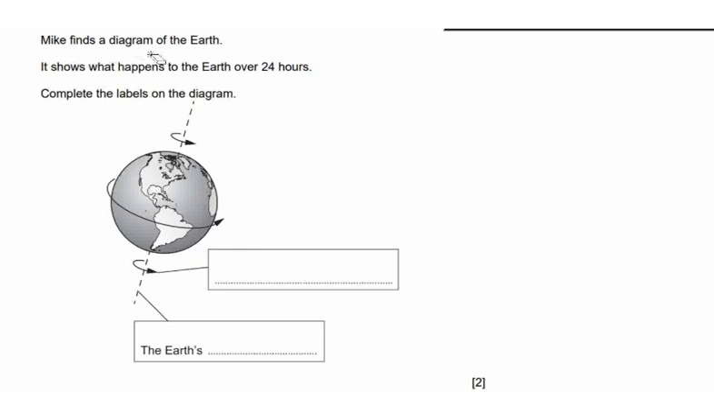Mike finds a diagram of the Earth. It shows what happens to the Earth over 24 hours. Complete the labels on the diagrams here and here. 10 seconds from now.